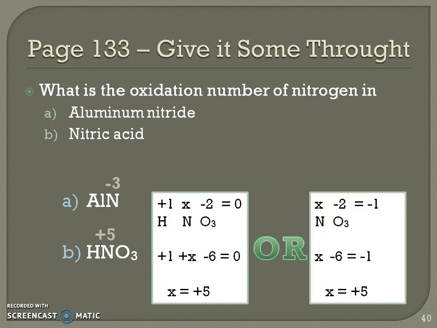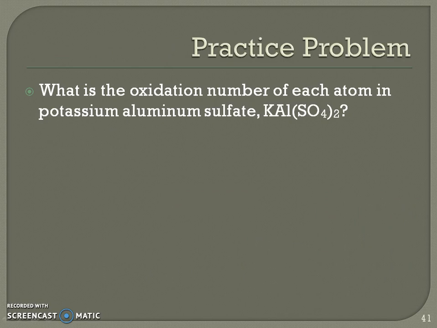Or you could have just looked at the polyatomic ion, the NO3 nitrate, by itself. But if you do it that way, just remember that now that polyatomic ion does not equal 0. It now equals -1. So see if you can come up with the charges of all 4 elements in this compound.